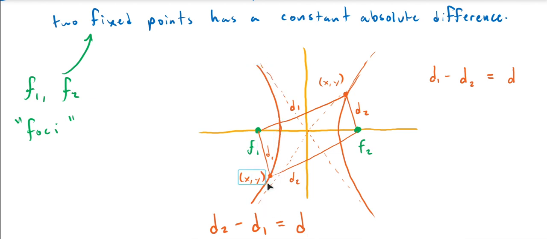For this branch over here, f1 is closer, and so d1 will be smaller, and d2 minus d1 will give us the positive quantity. While on the other hand over here, f2 is closer, and so it's d1 minus d2 we should take if we wanted to get this fixed positive quantity d. In this sense, the absolute value of the differences is really the thing that is constant.